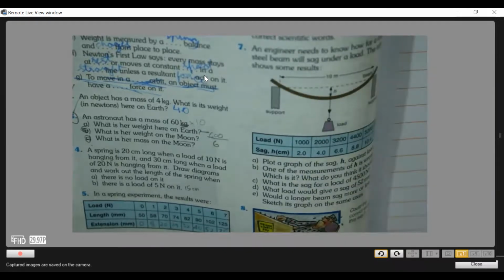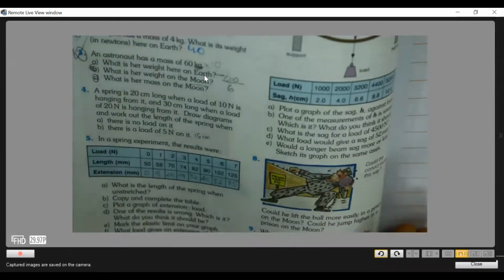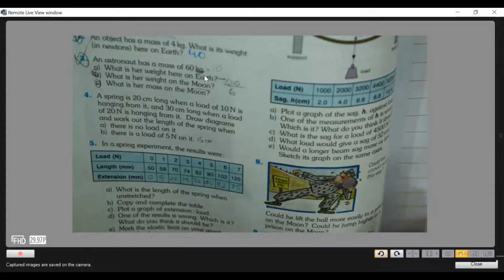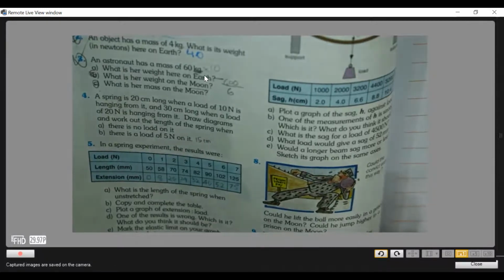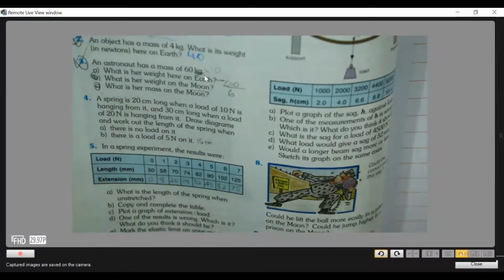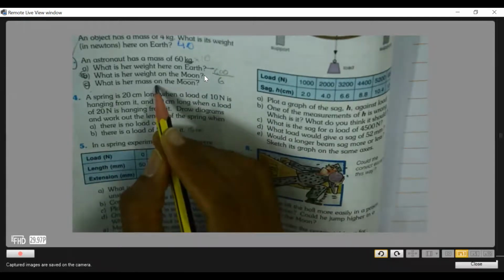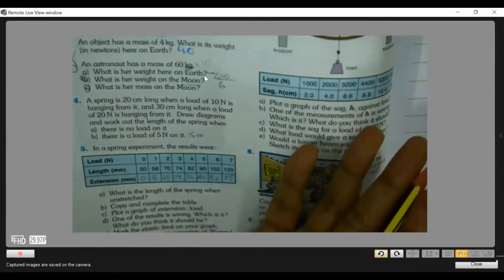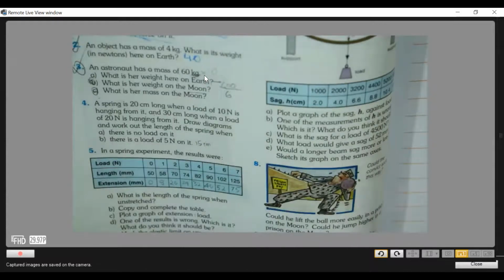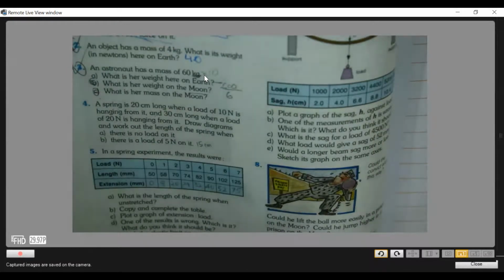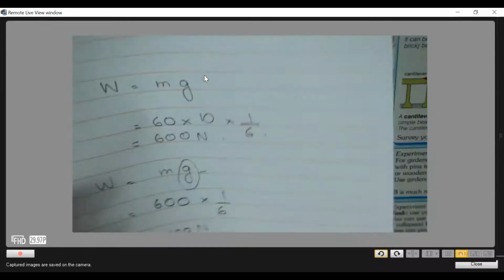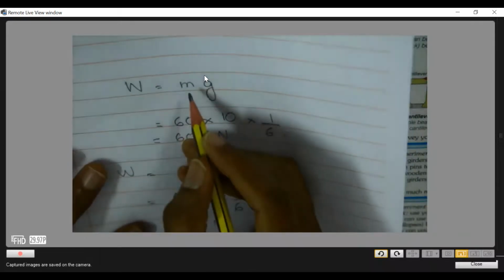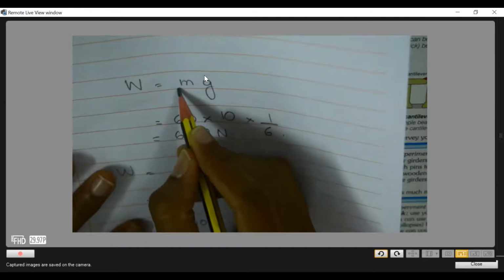Teacher, I have a question: what is the mass on the moon? I couldn't understand how to calculate the mass on the moon. Beta, mass will be the same as on Earth. There's nothing happening to the mass. Mass is the same. Okay, what is the difference between weight and mass? Teacher, the weight changes on the moon or other planets or the stars, but the mass stays the same.